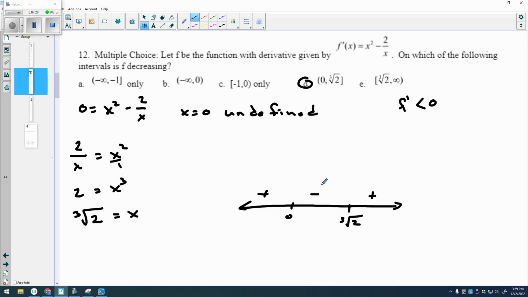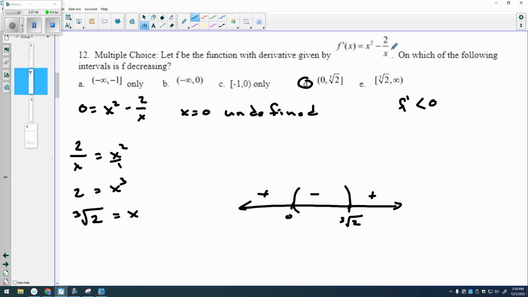Where is it decreasing? Or where is my first derivative negative? From 0 to cube root of 2. Notice they do include the endpoint. Again, we've talked about that. You just have to find it in multiple choice. Sometimes it's open and sometimes it's closed.